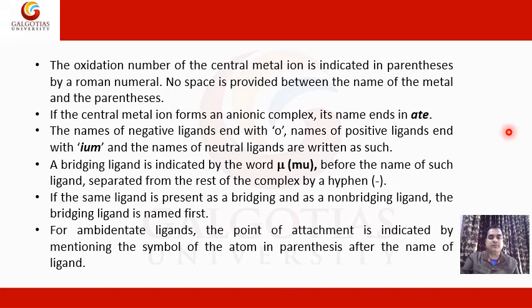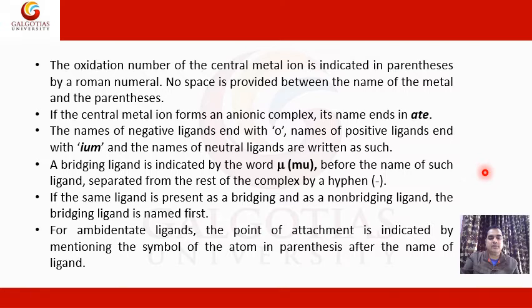And the oxidation number of the central metal ion is indicated in parentheses by a Roman numeral, and no space is provided between the name of the metal and the parentheses. Another rule is that if the central metal ion forms an anionic complex, then we have to put -ate at the end of the name of its anion. The names of negative ligands end with -o, names of positive ligands end with -ium, and the names of neutral ligands are written as such.